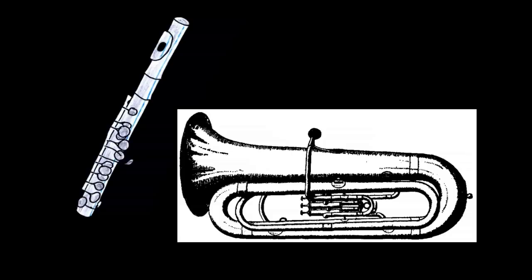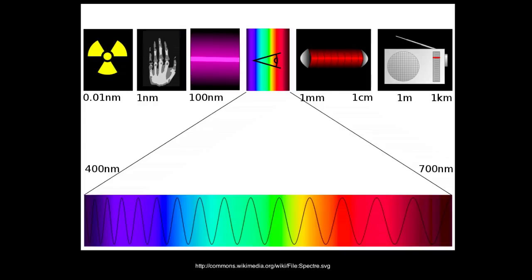Manifestations of frequency in the physical world are everywhere. For example, the pitch of a sound is determined by its frequency. For electromagnetic radiation, frequency determines what kind of radiation it is, ranging from infrared light at low frequencies to X-rays and gamma rays at high frequencies. For visible light, frequency determines its color.